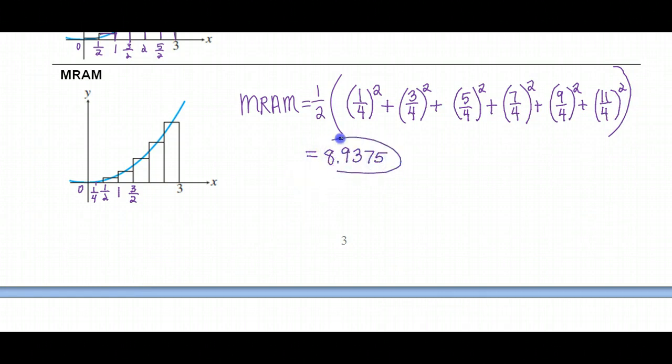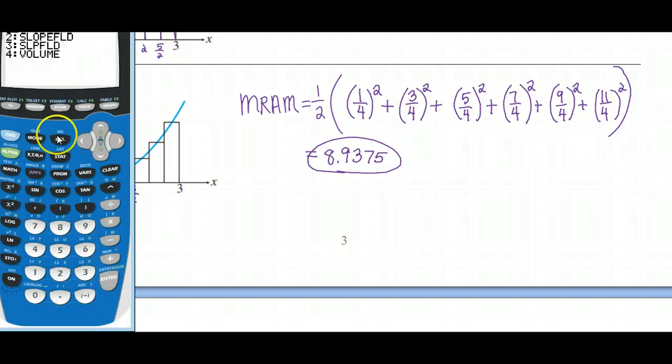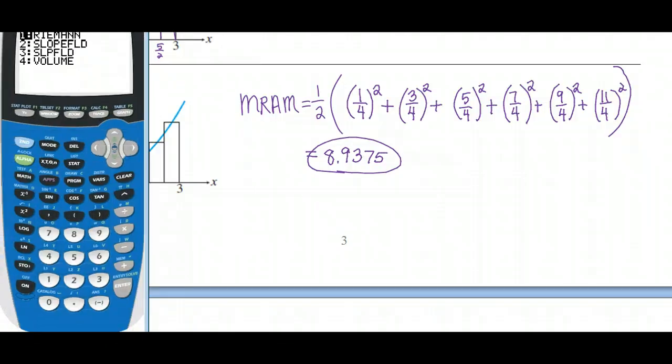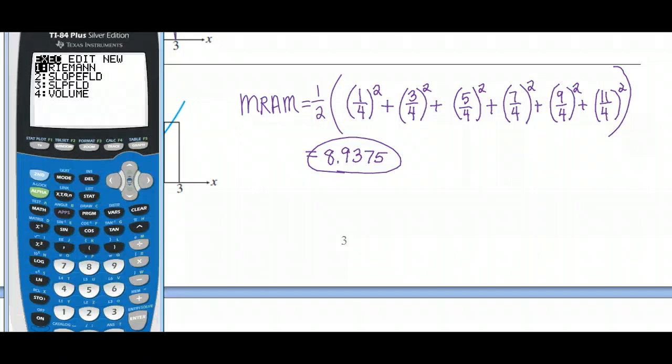So when we get this, we get about 8.9375.